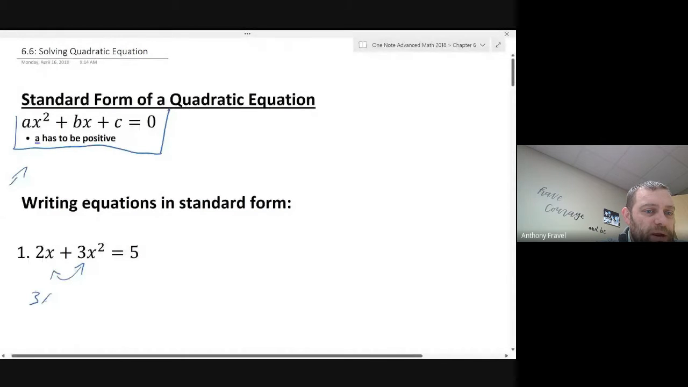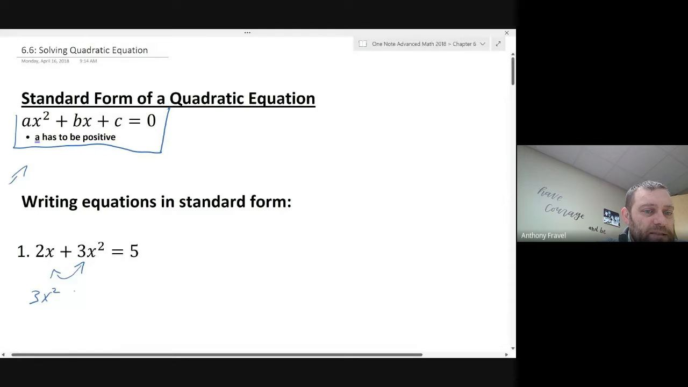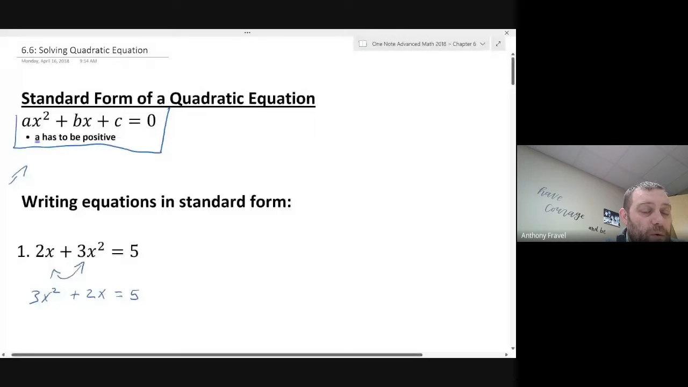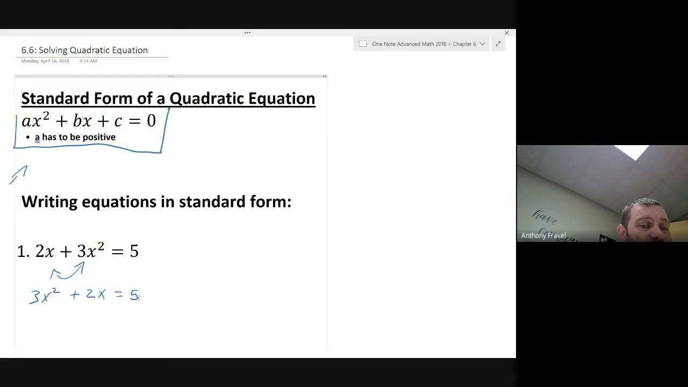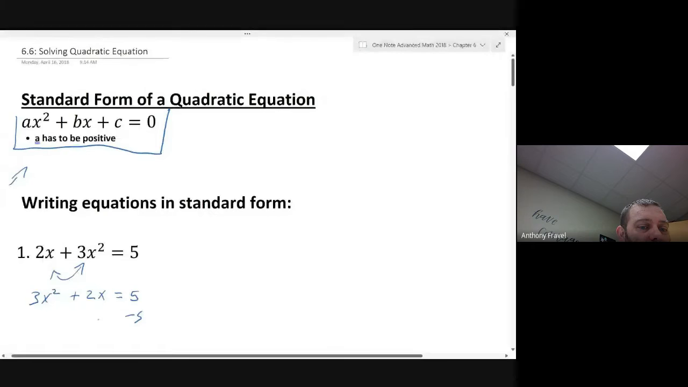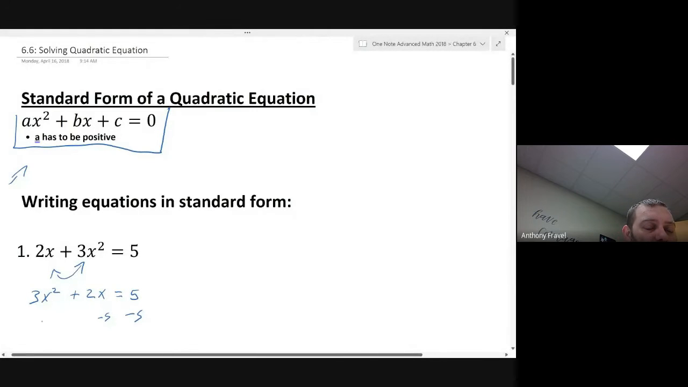But I want 3x squared to be my first number plus 2x. Now I've got equal to 5. Remember, I do need to make sure that it equals 0 at the end. So I need to move this 5 from the right side of the equal sign over to the left. So I'm going to subtract 5 there. I'm going to subtract 5 there. And I end up with 3x squared plus 2x minus 5 equals 0.